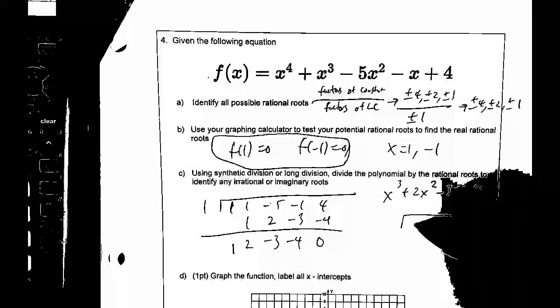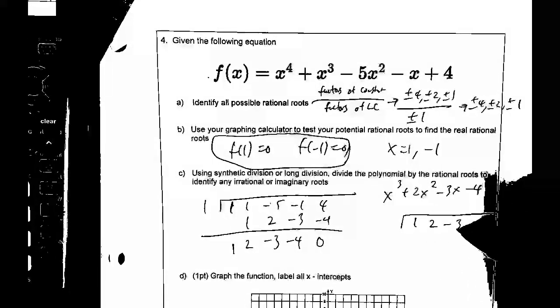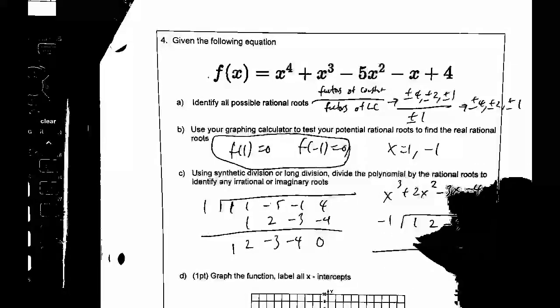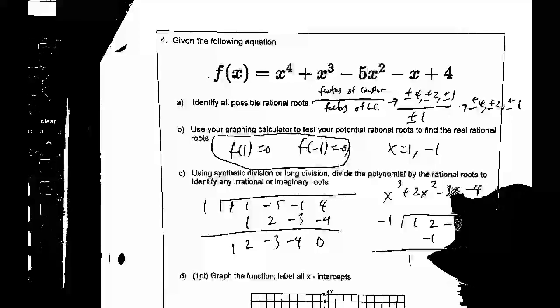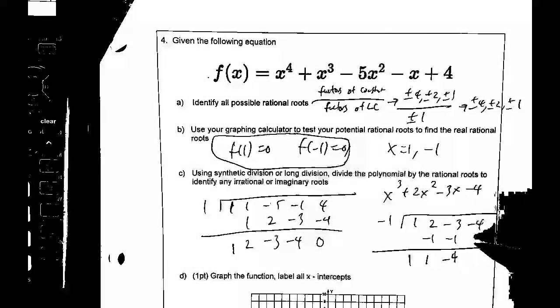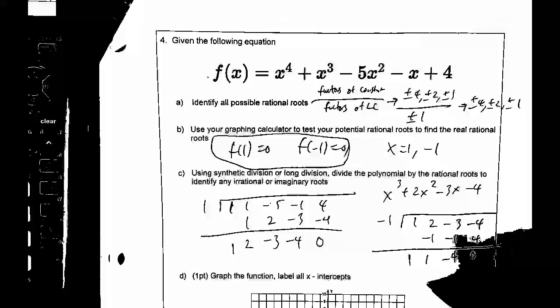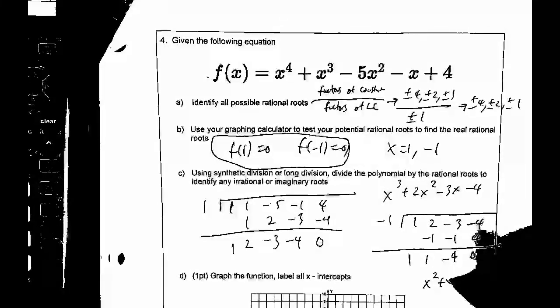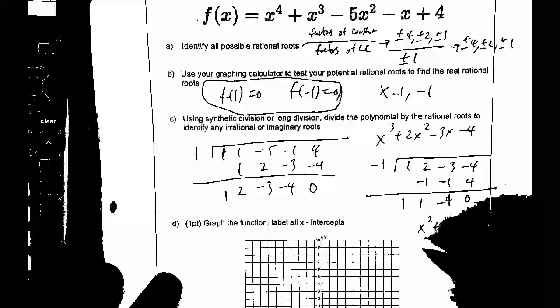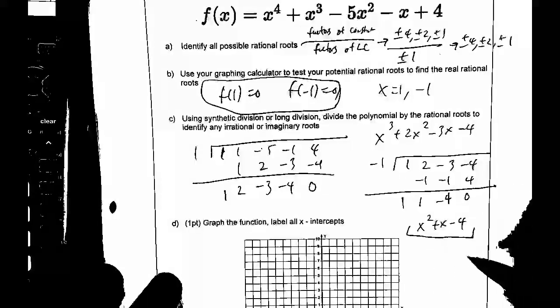Synthetic division again. 1, 2, negative 3, negative 4, divided by negative 1. 1 drops down, negative 1, 1, negative 1, negative 4, 4, 0. So it's x squared plus x minus 4. Then from this point, you're going to use the quadratic formula to solve this.